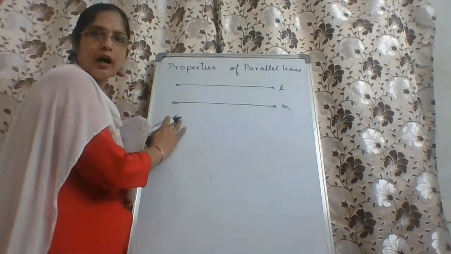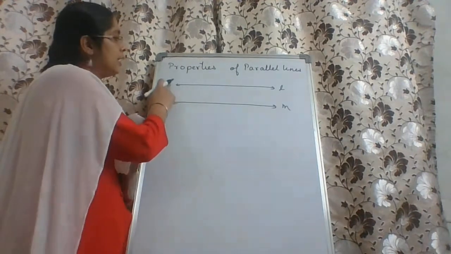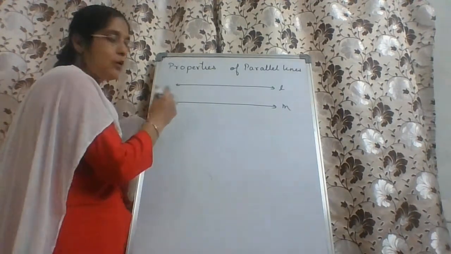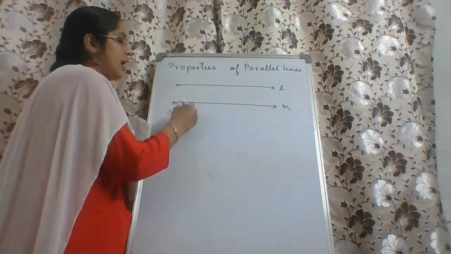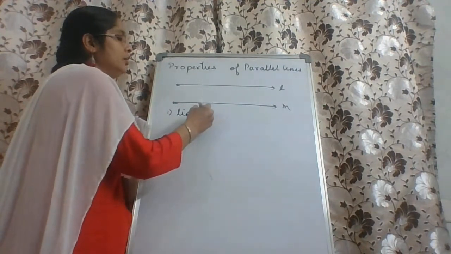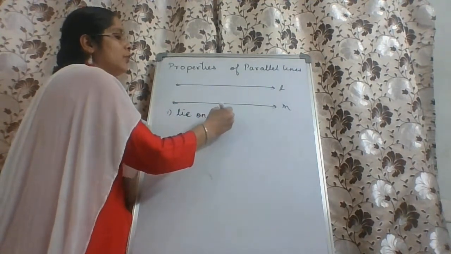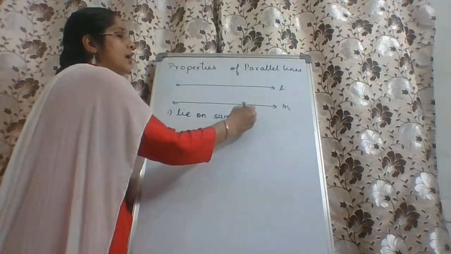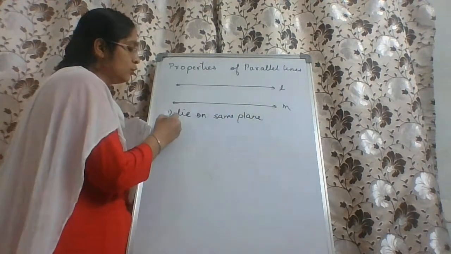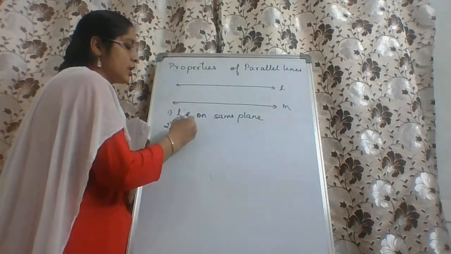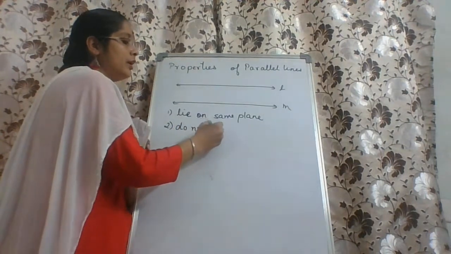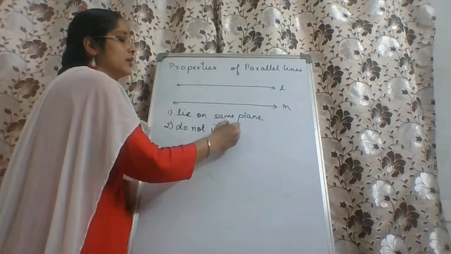First of all, what are parallel lines? Lines which lie on the same plane and do not intersect each other.